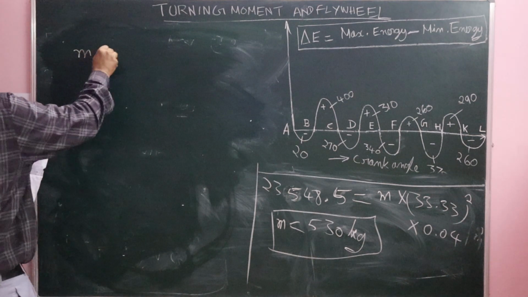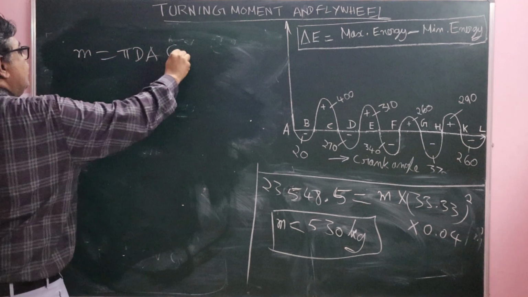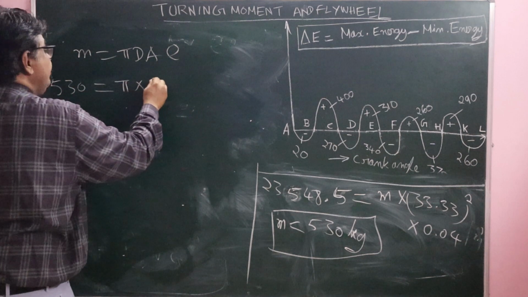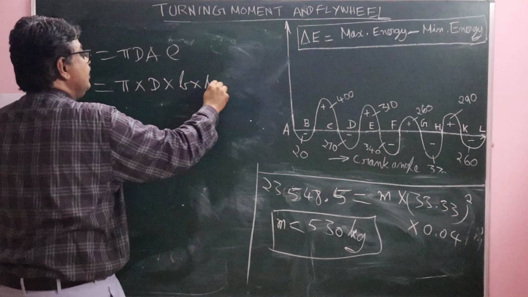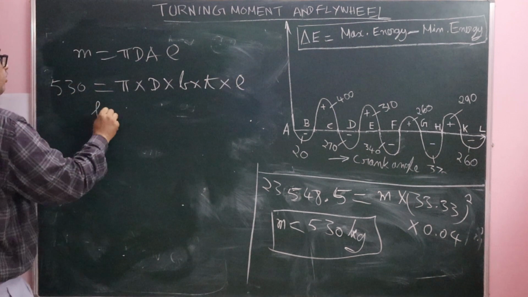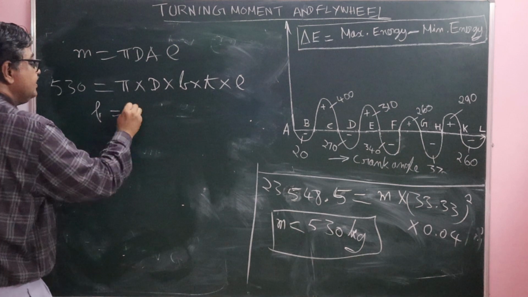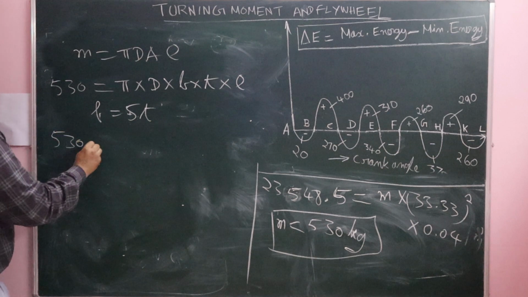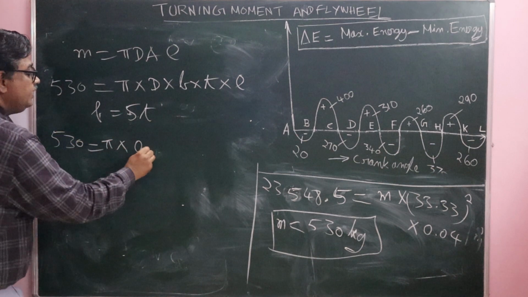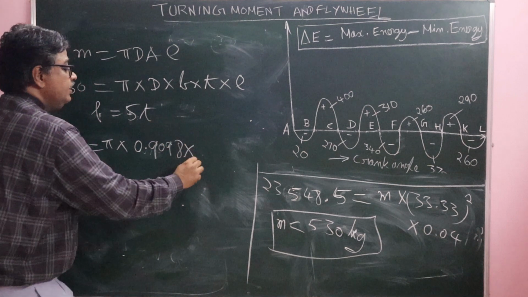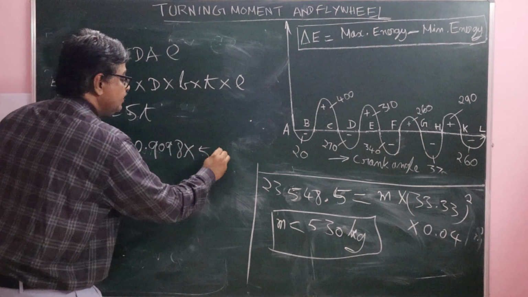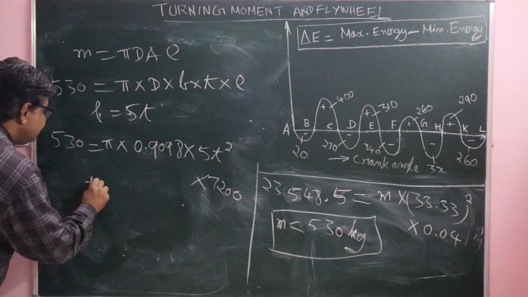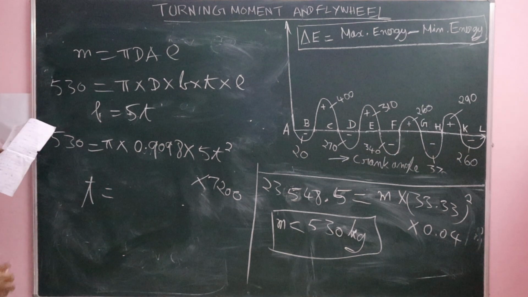We know that mass of the flywheel rim is equal to pi D A rho. Therefore, 530 is equal to pi into D into A, where A is b into t, times rho. B, it is given, width of the flywheel rim is equal to 5 times the thickness. Therefore, we can write 530 is equal to pi into 0.9098 into 5t into t, that is 5t square, into 7200. From this we can find out thickness of the flywheel rim.